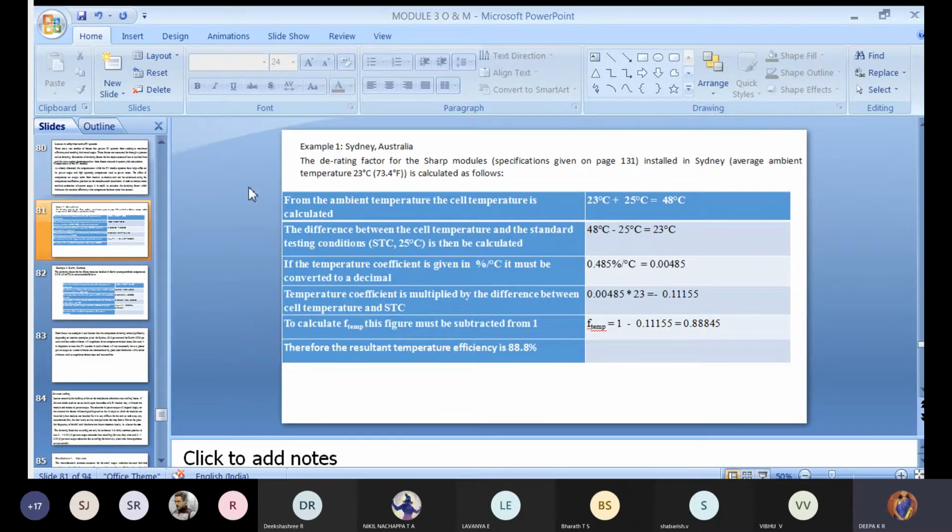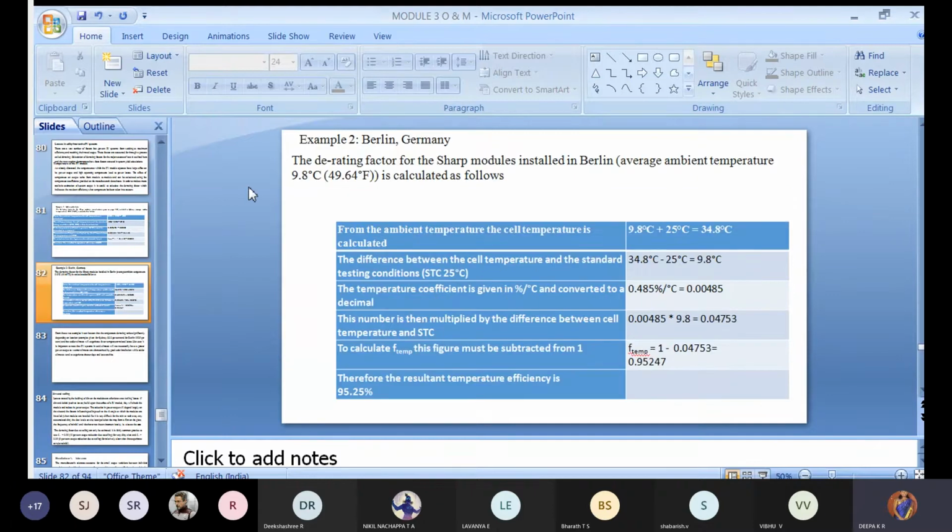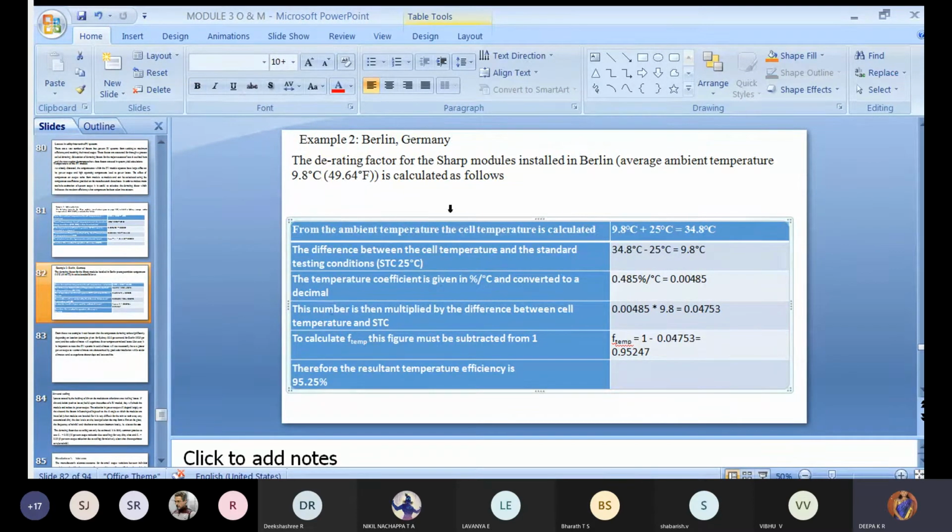So let us take one more derating factor, the example of Berlin. Here the temperature has been reduced. Your temperature is 49.64 Fahrenheit, or you can consider the ambient temperature as 9.8 degrees Celsius. We'll go with the same procedure. Here they have given the derating factor for the module installed in Berlin, which has an ambient temperature of 9.8 degrees Celsius. You can take this directly as 9.8 and do the calculation.